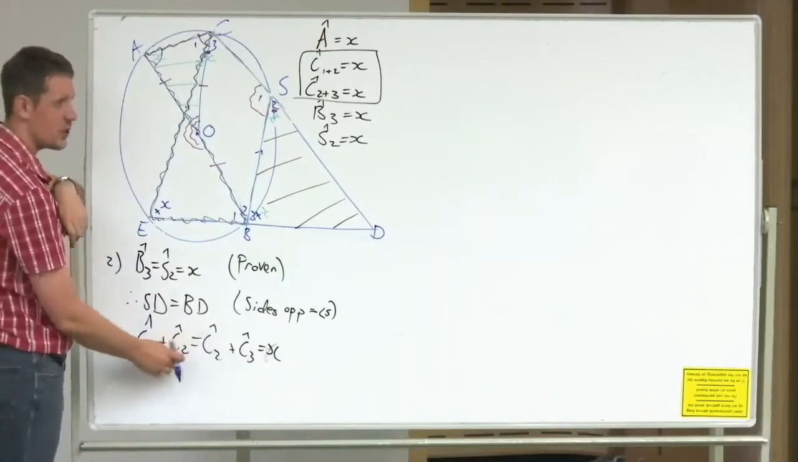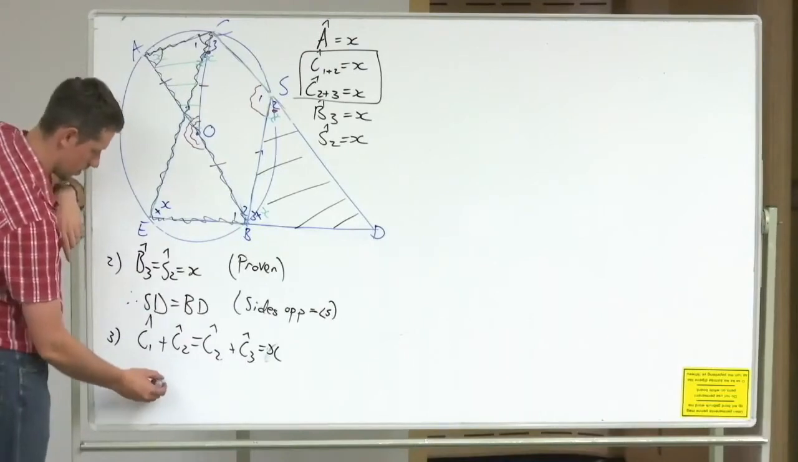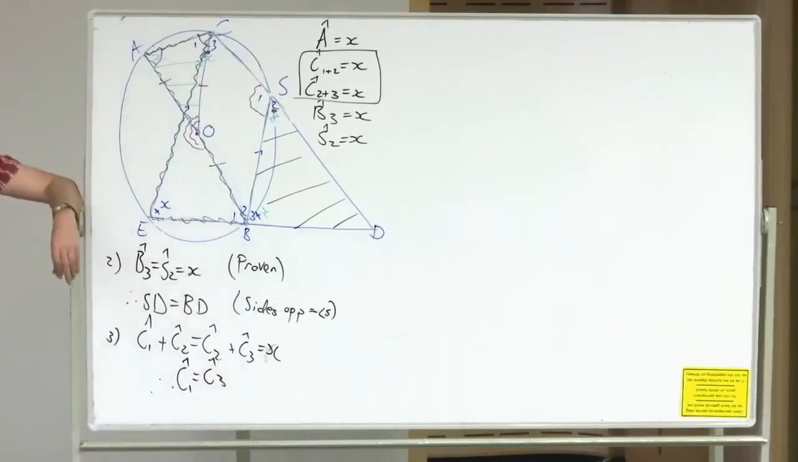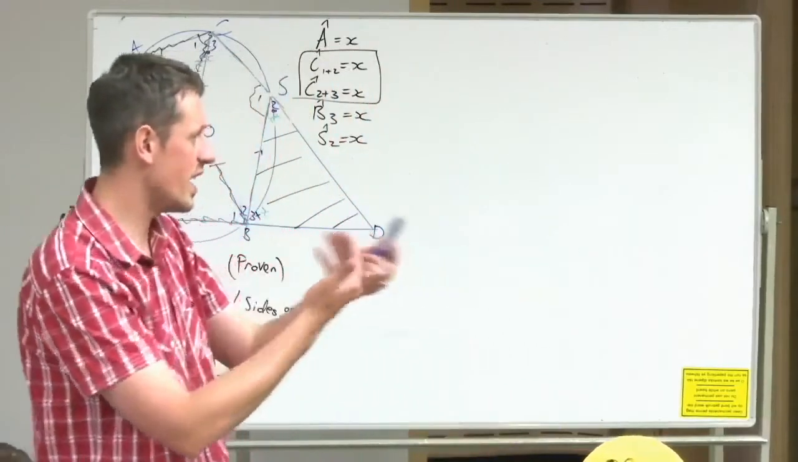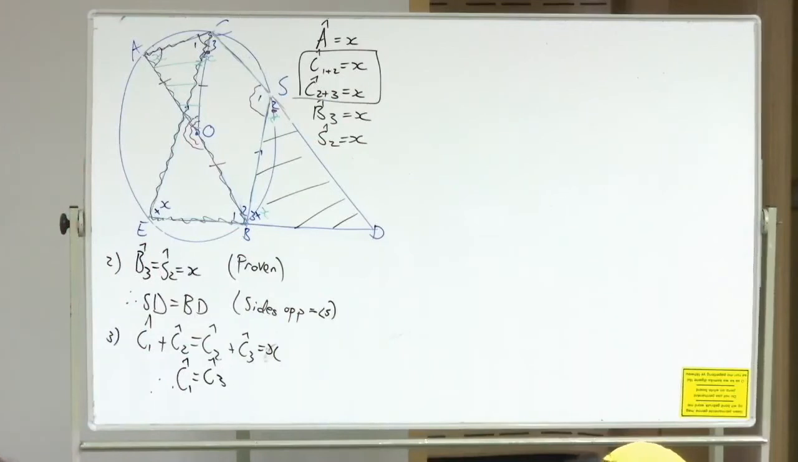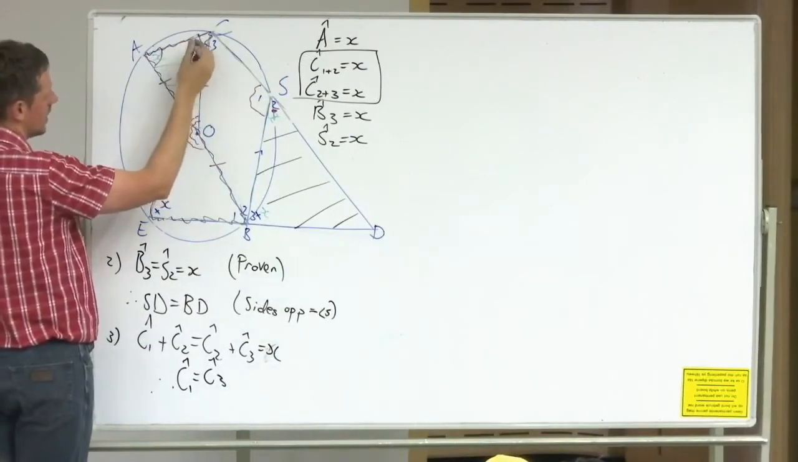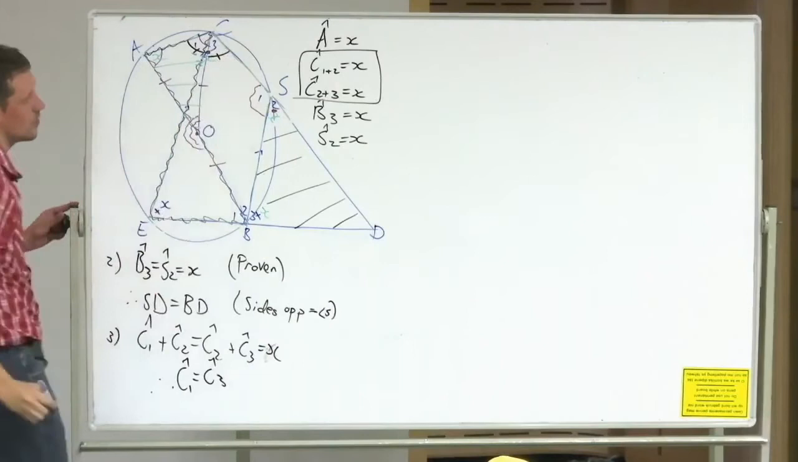But C2 and C2 is the same angle. Therefore, C1 is equal to C3 because C2 is the same angle. Or you can simply say I subtract C2 on both sides. And what am I left with? C1 and C3 that are equal. And there's your C part answered. So now I have further that little angle there is equal to that angle there.